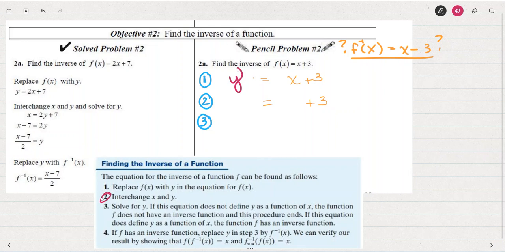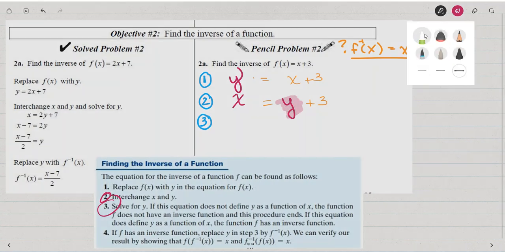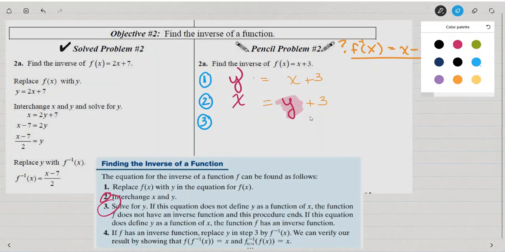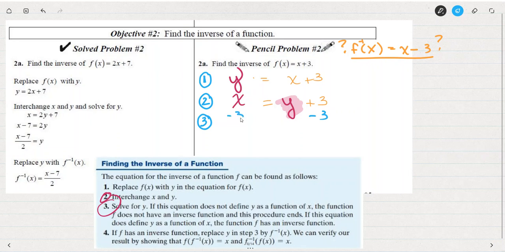Step 2, interchange x and y. So the x becomes a y and the y becomes an x. And then solve for y. I'm going to do some algebra here to solve for y. How would you solve this for y? If we wanted to solve for y, we'd subtract 3 from both sides. We'd have y equals x minus 3.